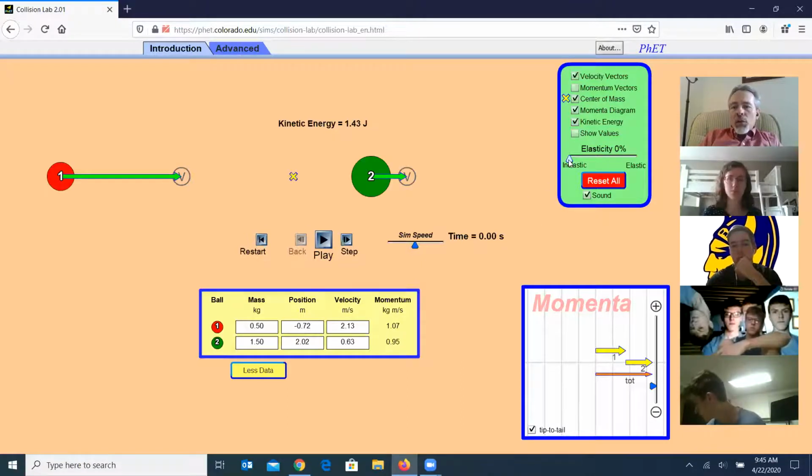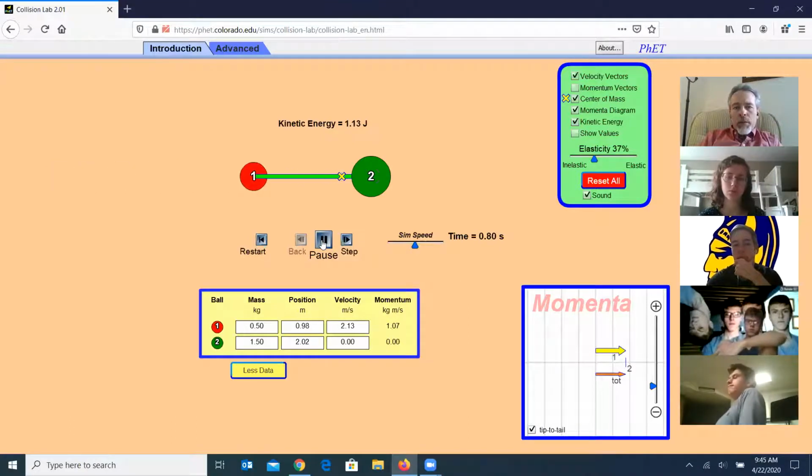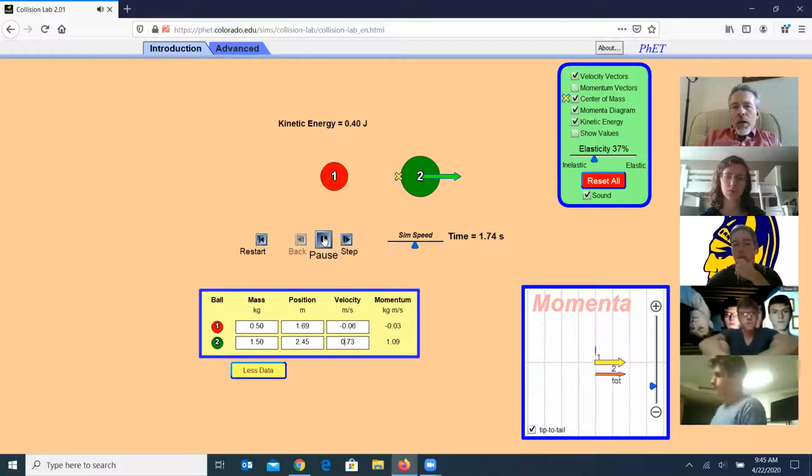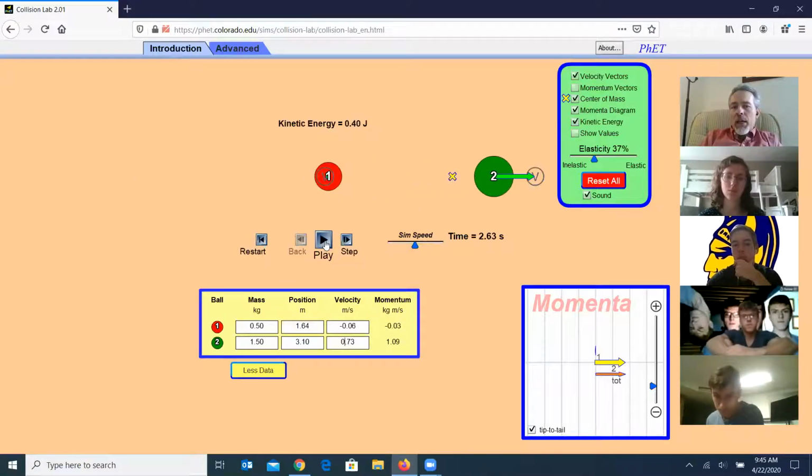So reset. And now I'm also going to do just regular inelastic, okay? So this means they won't get stuck together. So look at the energy. In fact, maybe I'll set this to 0. Play. So there's a little bit of bouncing, but notice how the kinetic energy went down, okay?